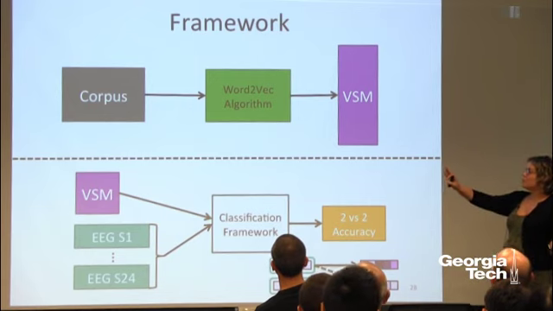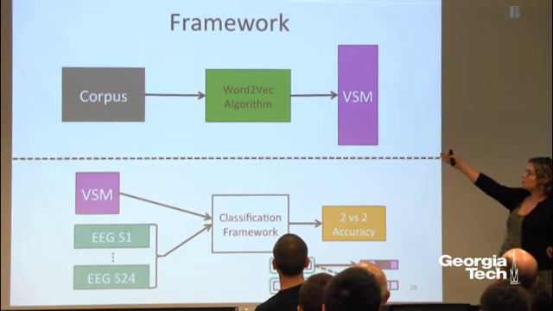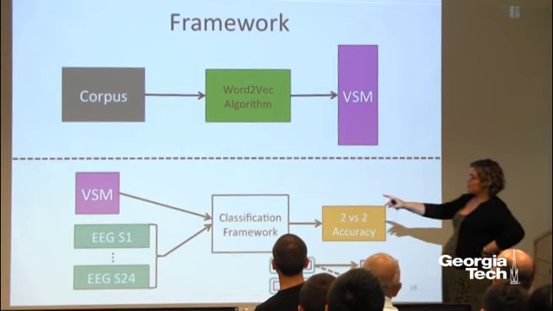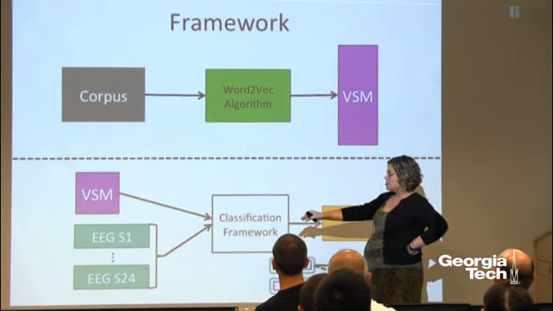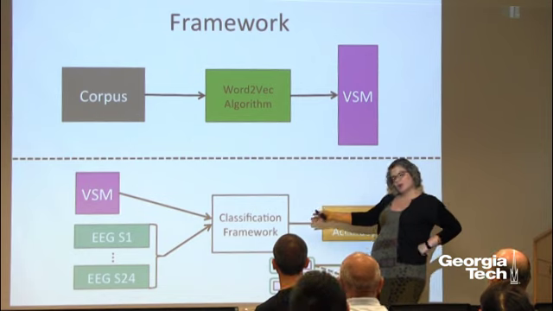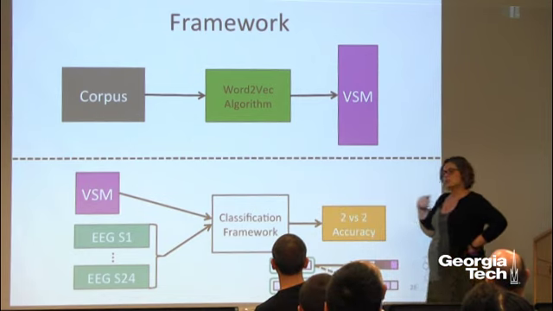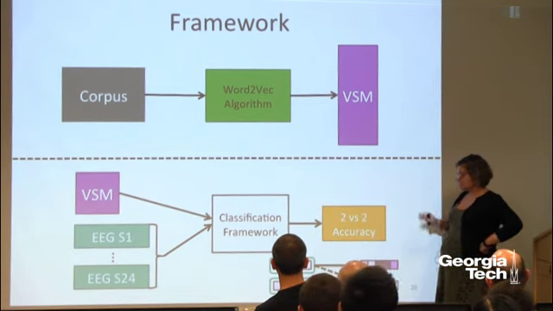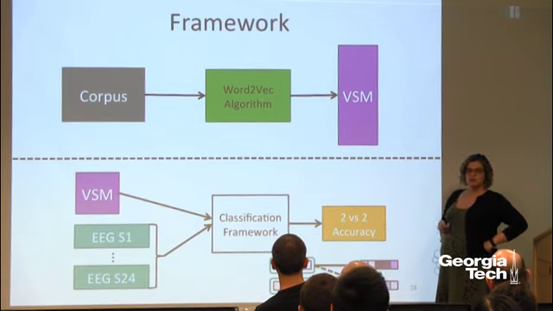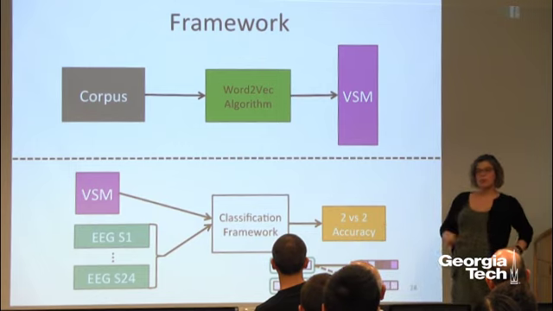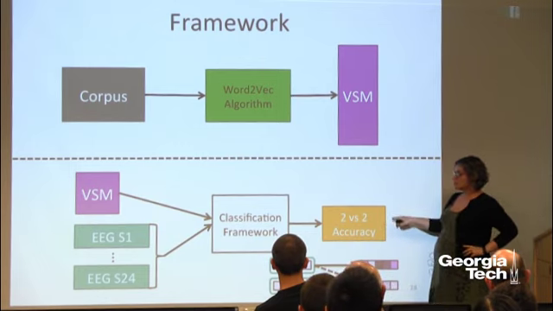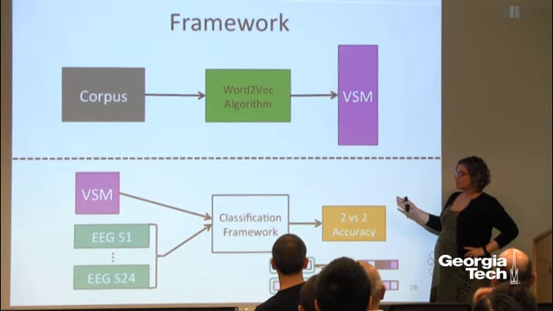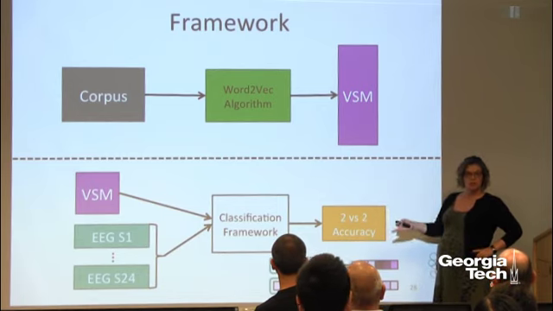So overall, this is the flow. We start with a corpus. We run it through this word2vec algorithm. We get our vector space model. And then we take that vector space model and the average of all of our EEG data, and we run it through the classification framework. This is our ridge regression to predict points in space. And we run the 2 versus 2 test, and we get our 2 versus 2 accuracy. So what we'll be talking about today is mostly this 2 versus 2 accuracy. It just tells us if there's a relationship between the word vector space and what the brain is doing.